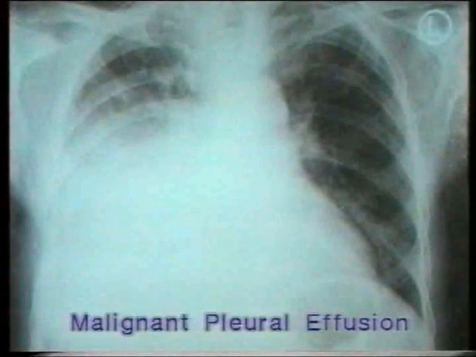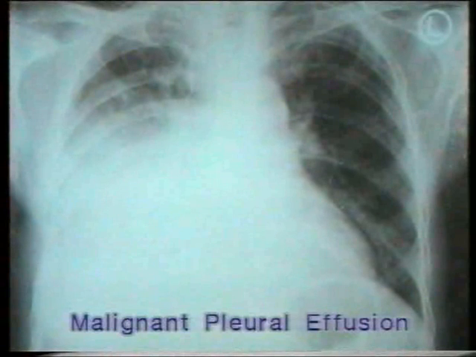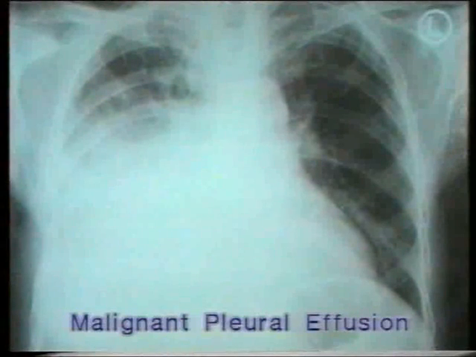Another common presentation of malignant lung neoplasms is a pleural effusion. Note this X-ray of a large pleural effusion. However, you will note that relatively there is no shift of mediastinum. Pleural effusion without shift of mediastinum should arouse suspicion of an underlying growth.